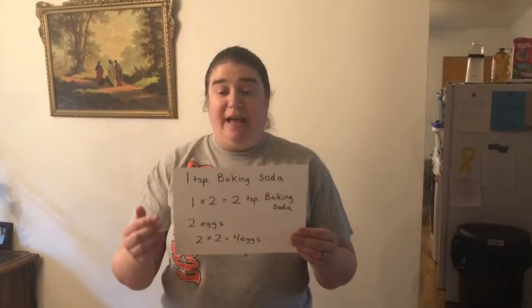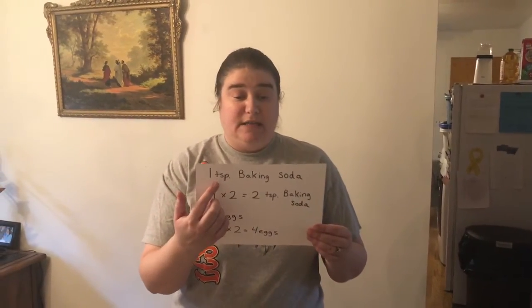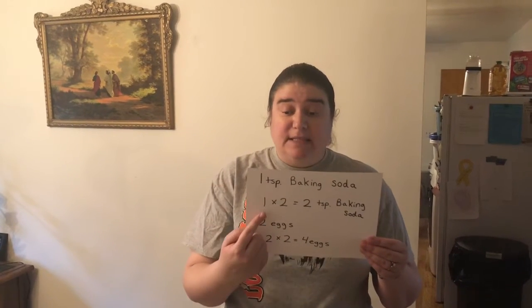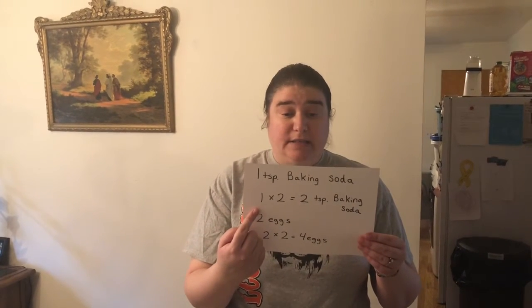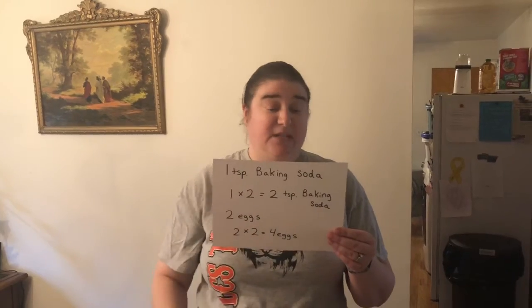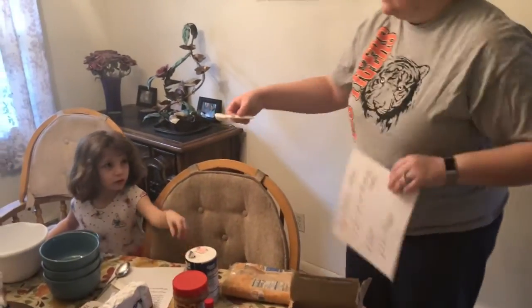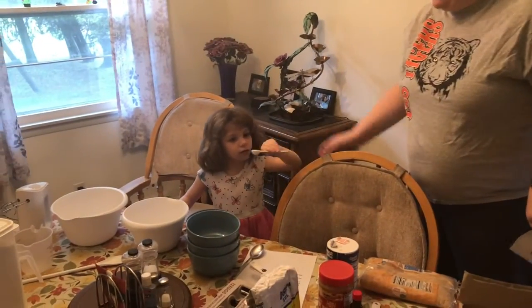Thank you. Okay, next I need 1 teaspoon of baking soda. If I want to double my recipe, I take 1 teaspoon times 2, which gives me 2 teaspoons of baking soda. Caitlin, put the baking soda with the flour.